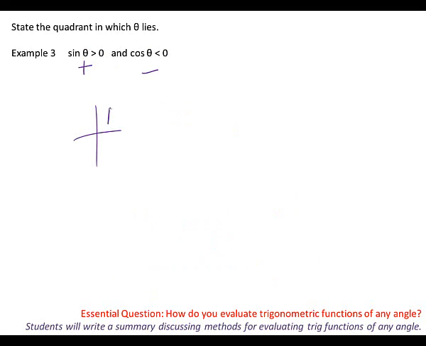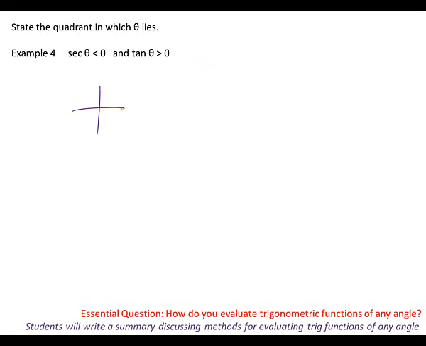Okay, so here's how I think about that. All students take calculus. Okay? Which quadrants is the sine positive in? First and second, right? Everybody's positive in the first. Out of those two quadrants, which quadrant is the cosine negative in? The second quadrant, right? So the answer is quadrant 2. Not a ton of work to show, okay? I use the little all students take calculus to show my thinking, okay?